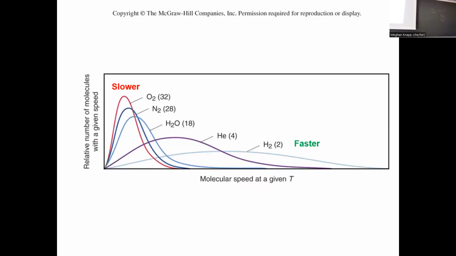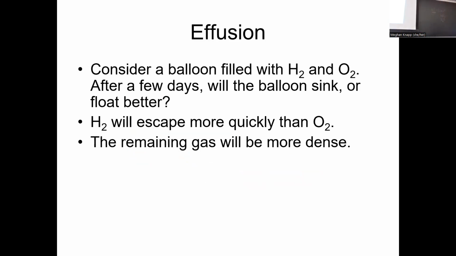All right, and so again, looking at our graph, we can see that the oxygen is moving very slowly while the hydrogen is moving very fast. So it can get to those holes and escape much faster. And then follow this up. The remaining gas will be more dense. Okay.